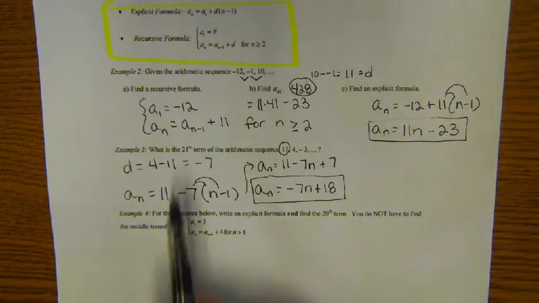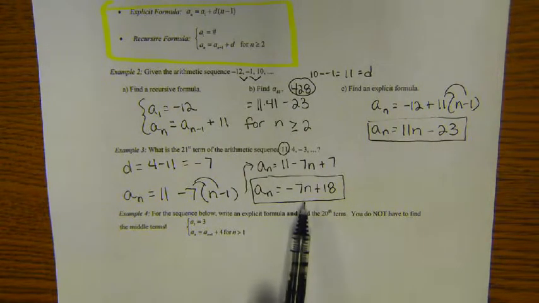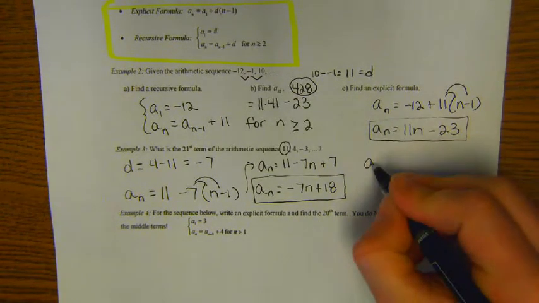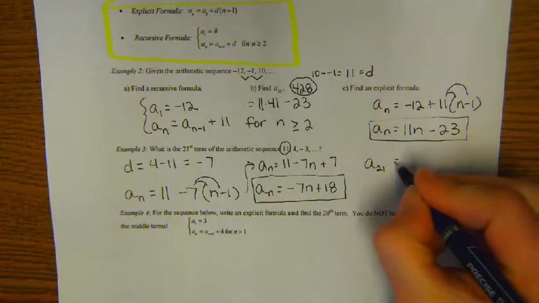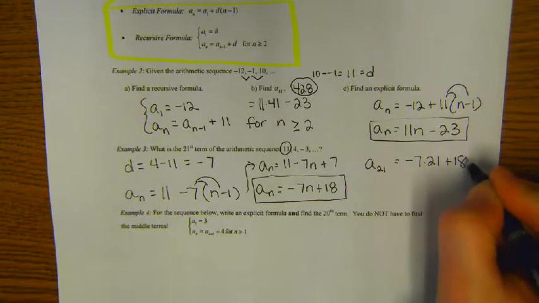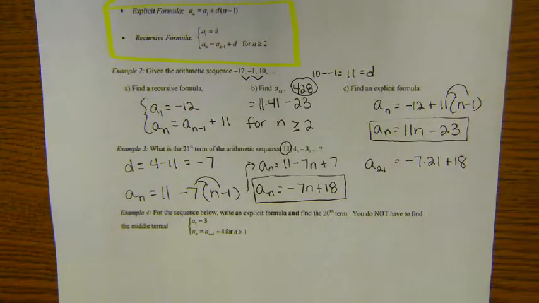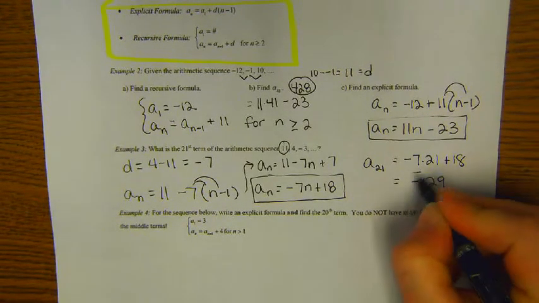Alright, so the question asks us, what is the 21st term? With an explicit formula, you would just plug 21 in then. The 21st term, which I could write as a sub 21, is negative 7 times 21 plus 18. This is negative 129.